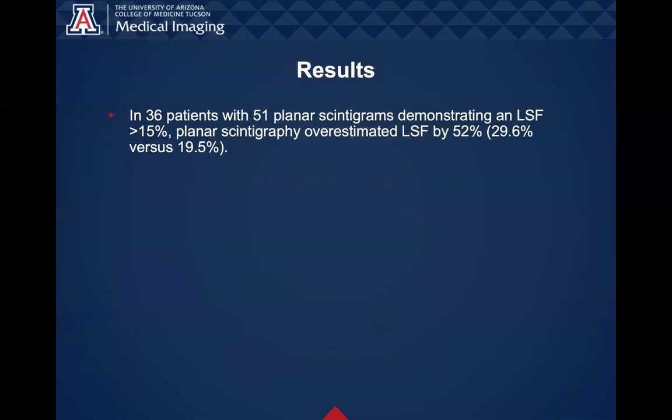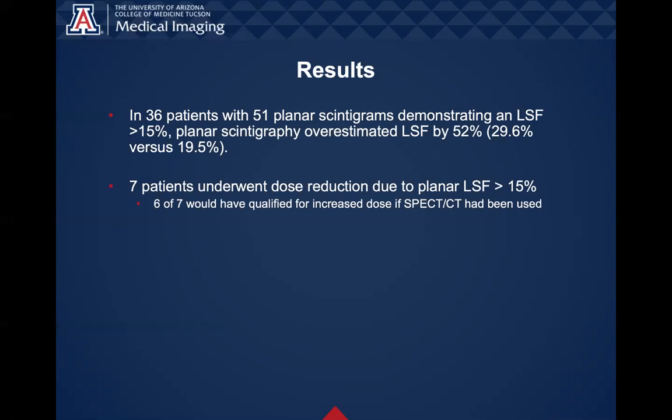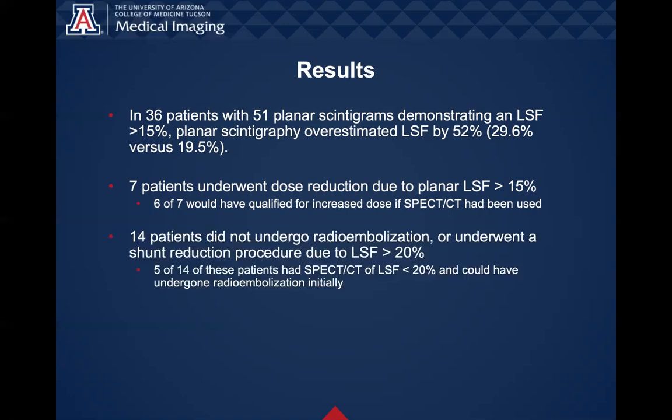In 36 patients with 51 planar scintigrams demonstrating planar LSF greater than 15%, it was found that planar scintigraphy overestimated the lung shunt fraction by up to 52%. Of the 51 planar scintigrams, 29 were followed by some form of radioembolic treatment. 7 of the treated patients underwent dose reduction due to having a planar LSF greater than 15%. Of these, 6 would have qualified for an increased dose had SPECT LSF been used.